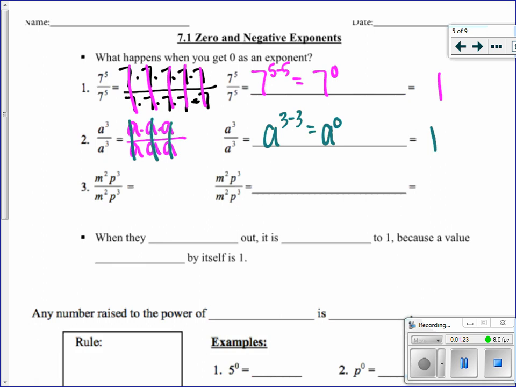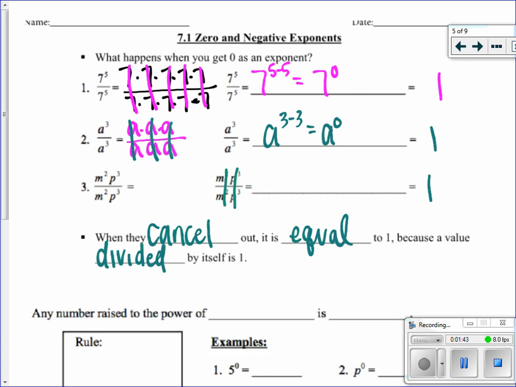What's going to keep happening? 1. It's the same thing. These cancel with each other, so it's equaling 1. When they cancel out, it's equal to 1. Because it's being divided by itself. Anything divided by itself is 1. This is the only rule that's not on your formula chart. That anything to the power of 0 is 1.